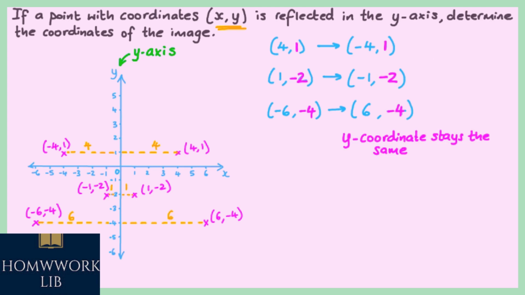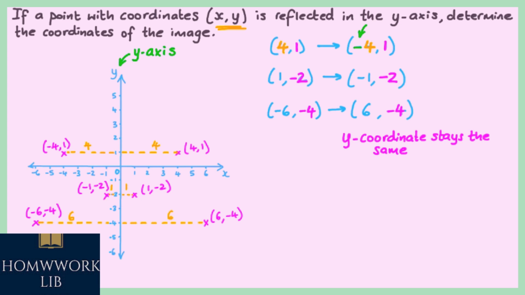Firstly, we can note that the y-coordinate stays the same in each of the starting coordinates and their images. And it doesn't matter if they're positive or negative, they stay the same. That's because when we reflect in the y-axis, our reflected points won't move up or down. They will be the same height or the same distance away from the x-axis, no matter whether that's above or below the x-axis. But what about the x-coordinates?